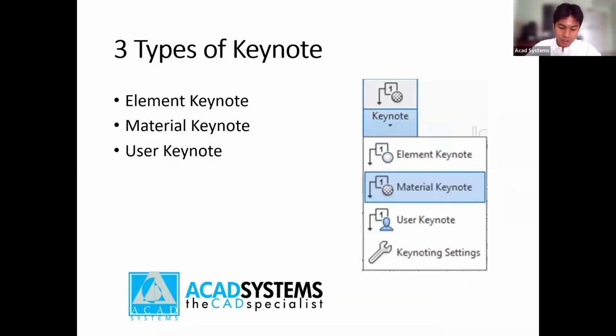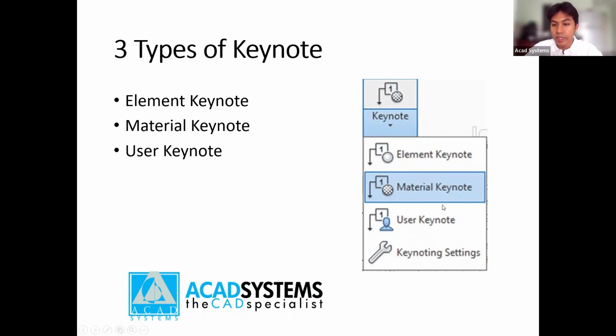Okay, so basically, a keynote is a tag. All right, it's a tag. And a keynote parameter basically exists in every element, be it a loadable family or a system family. And we also have a material keynote. In every material, there will be a keynote parameter, which we can input and tag.